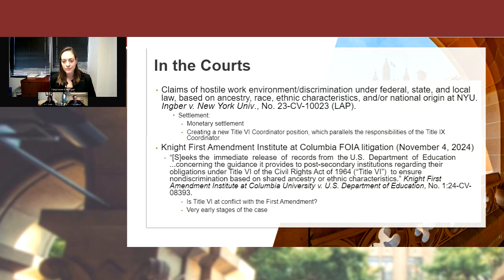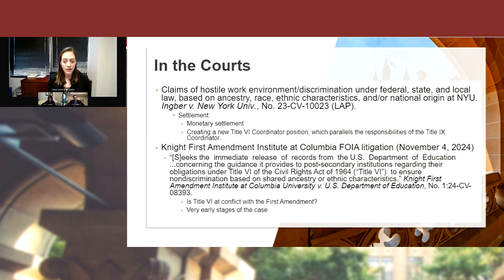So some additional recent things that have been happening in the courts in terms of Title VI. There were claims of a hostile work environment, discrimination under federal, state, and local law. And it was based on this sort of shared ancestry, race, ethnic characteristics, national origin piece that Scott was talking about earlier. This was at New York University. Here, the allegations were that Jewish students were being harassed and subjected to a hostile work environment and subjected to anti-Semitic comments and actions. This case is interesting because really of what's happened as a result of the case being filed.